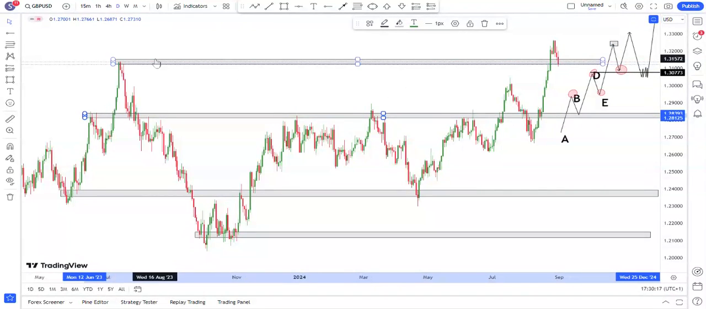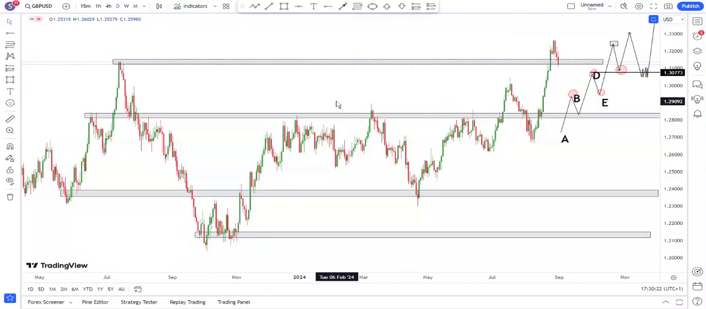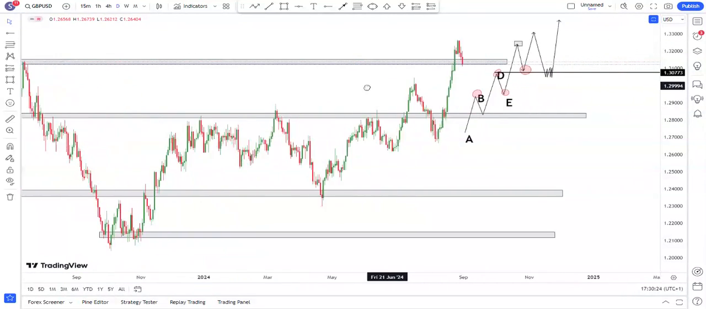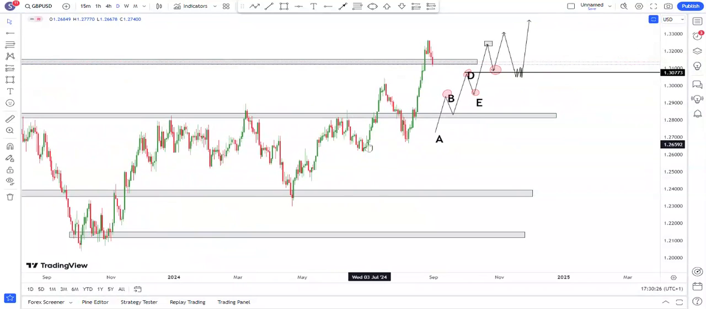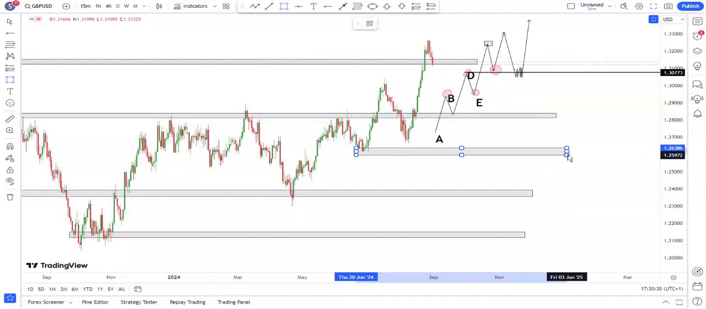Then there is another high here. I place it. There is another low. If you look, there is another low here. This particular low here, let me draw another one and extend it to the future. So anytime the market comes to this support, there is another high around this region.